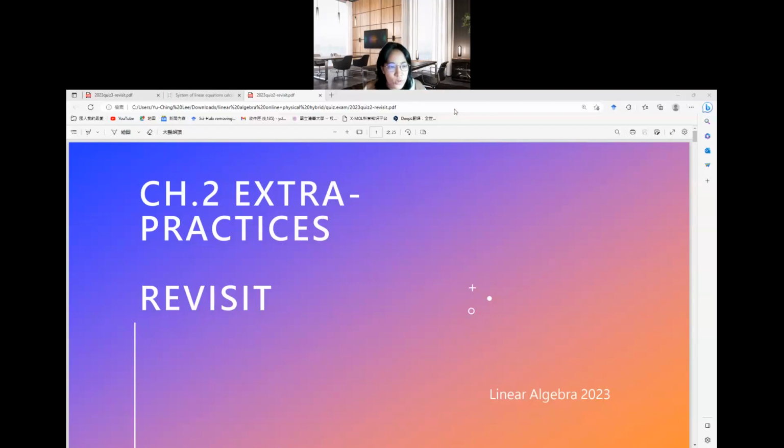Today I'm going to revisit some of the extra practice for Chapter 2. As you have noticed, in our Quiz 2, we actually did not meet our expected progress. So I asked the TA to pick several exercises for you to practice. Instead of reviewing the questions in Quiz 2, I'm going to review those exercises.